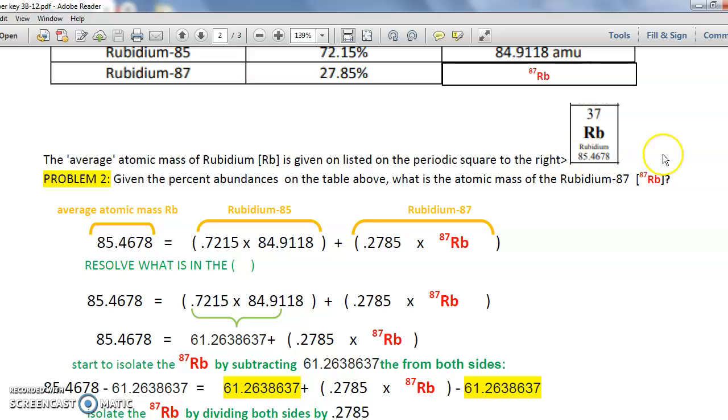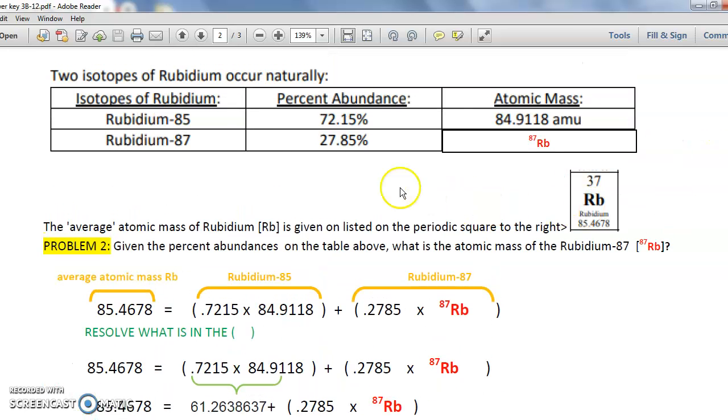We know the average atomic mass depends on the abundance of rubidium-85 and its mass. That goes in the first, underneath the first brackets, rubidium-85. And it depends on rubidium-87's abundance and mass. They gave us the abundance of rubidium-87. We can plug that in, but we don't know the mass of rubidium-87. So some people can use an X or some letter to represent rubidium-87. I just like to use the rubidium-87 symbol.